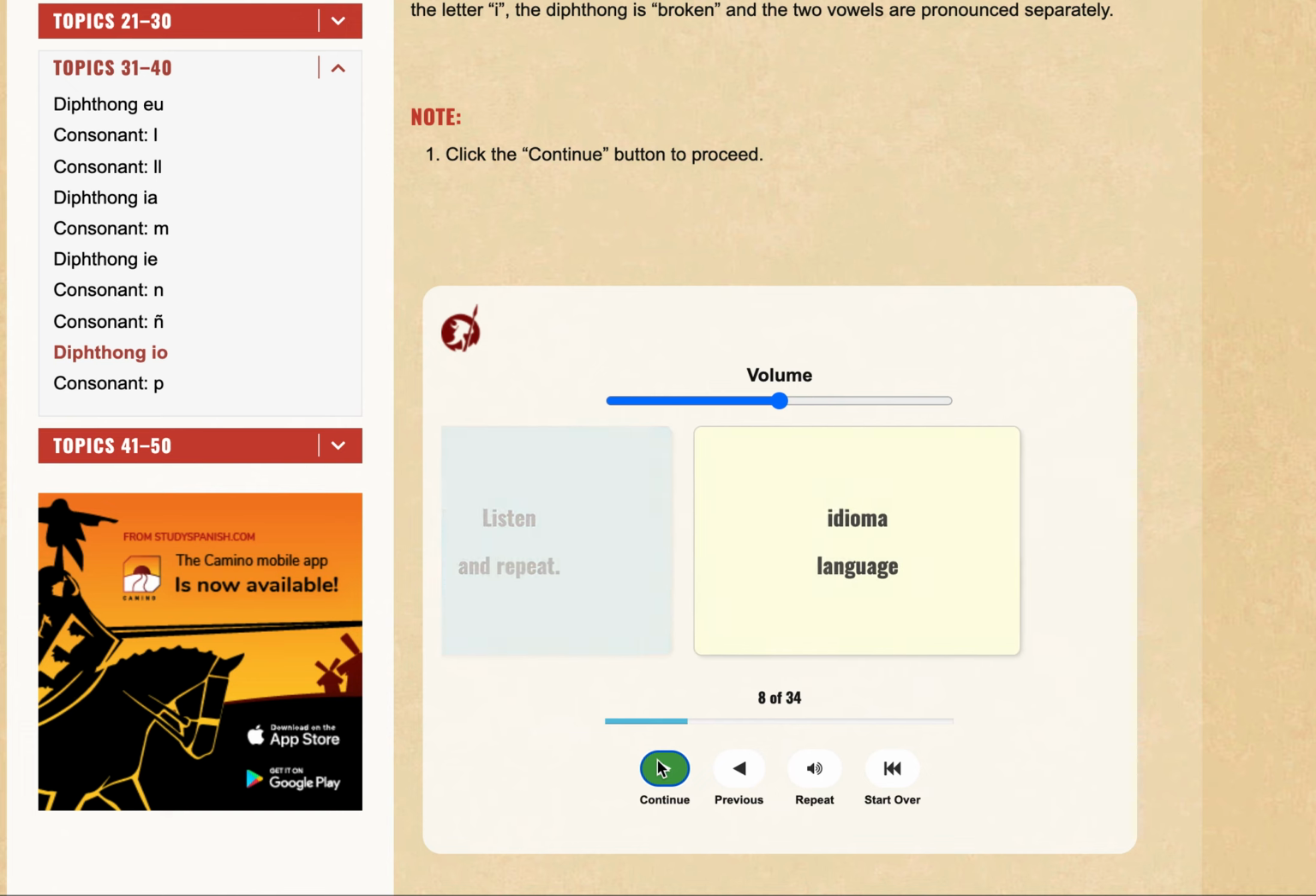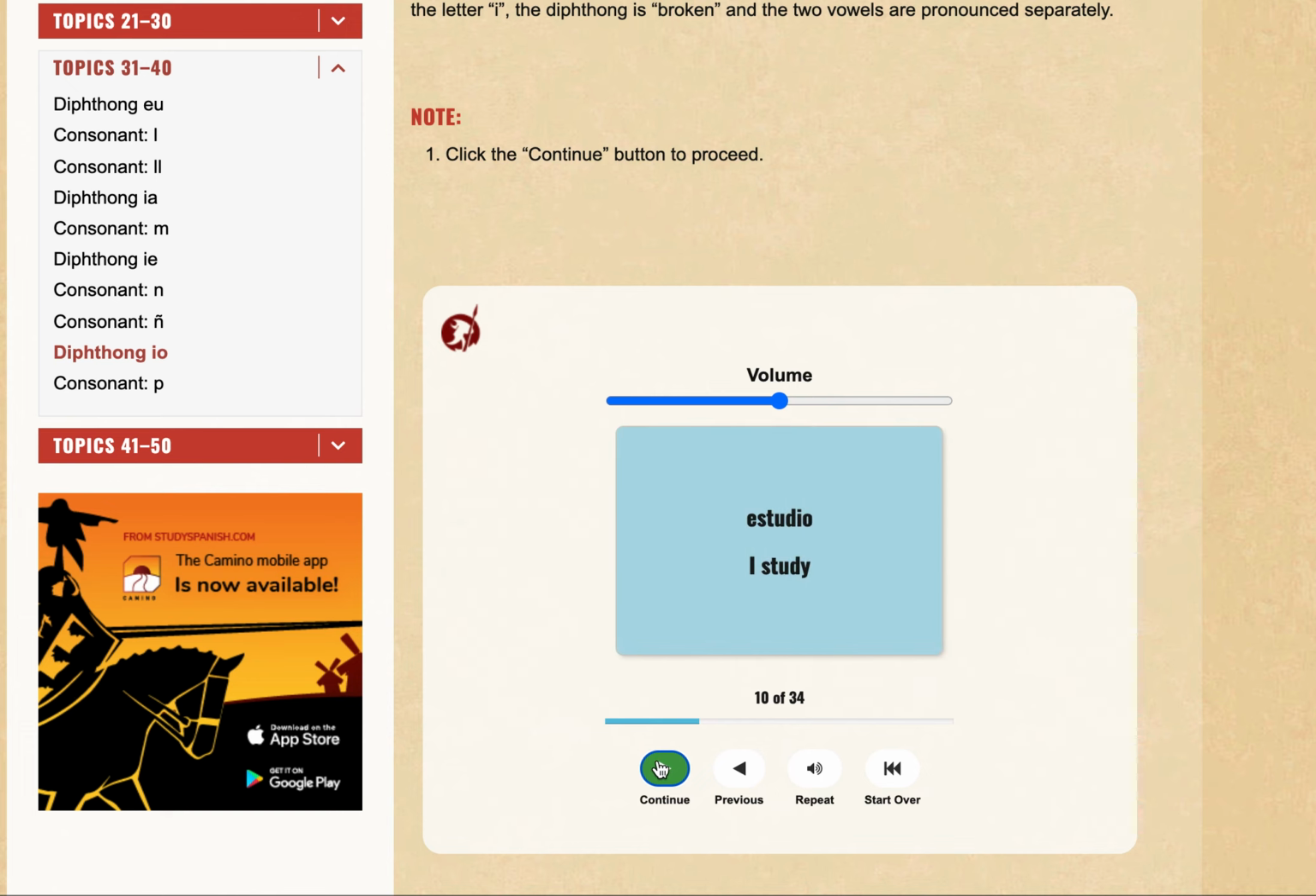All right. Idioma, language. Estudio, I study. Capitolio, capital. Novio, boyfriend. Misterio, mystery.